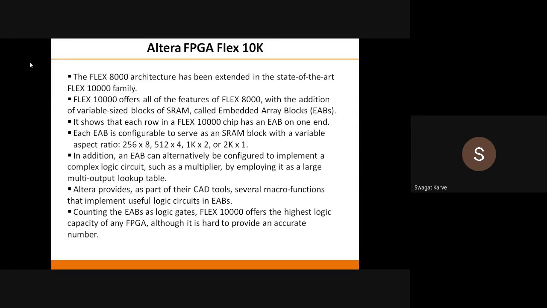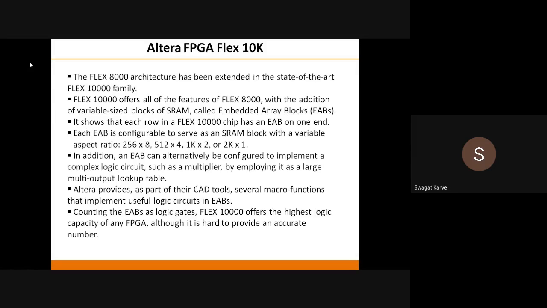Again, what are the features, or you can say merits, of this Altera Flex 10K? It provides, as a part of their CAD tool, several macro functions that implement useful logic circuits in the EAB. So as a part of their CAD tool, several macro functions can also be implemented using these logic circuits in the EAB, embedded array blocks.